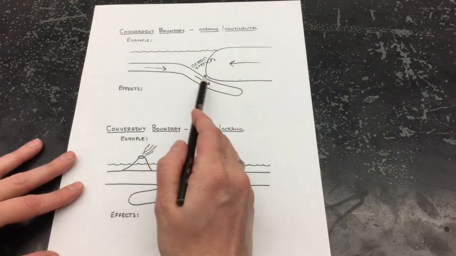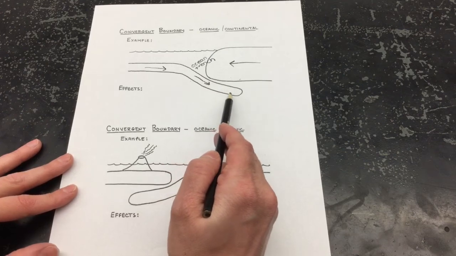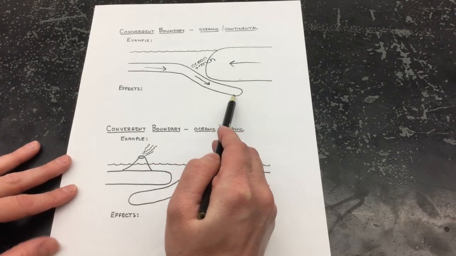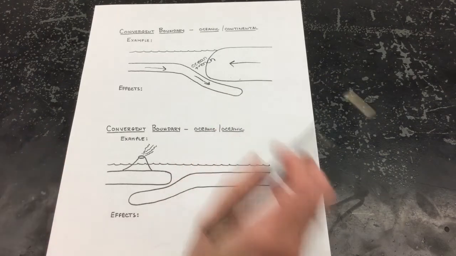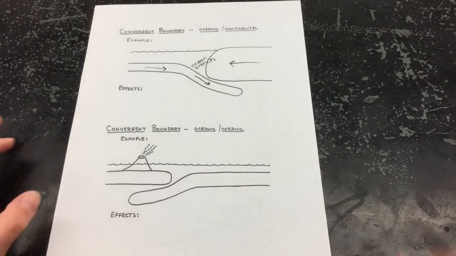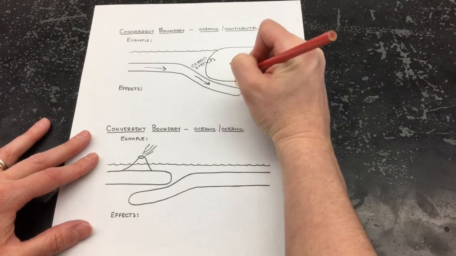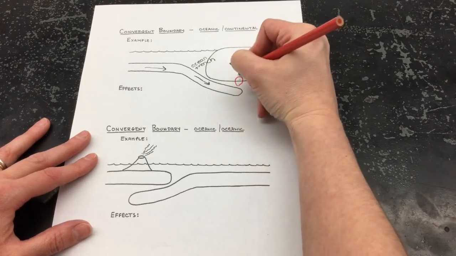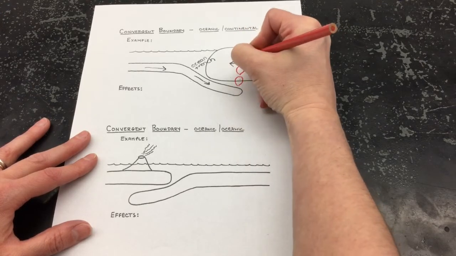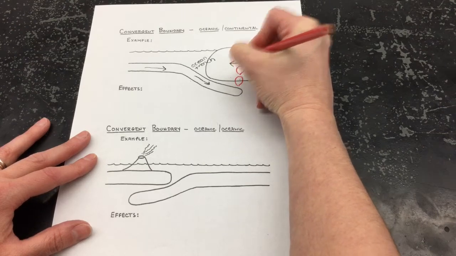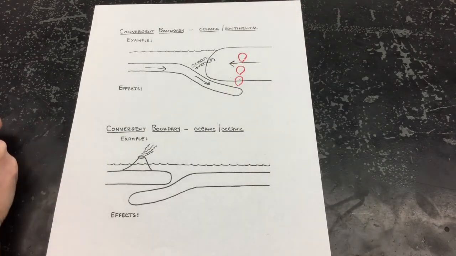Now, as this sinks down, eventually it will get really warm and start to melt. And when rock melts, we create magma. So we'll start to get magma chambers forming here. And this magma is less dense than the rock around it, so it will rise up to the top.